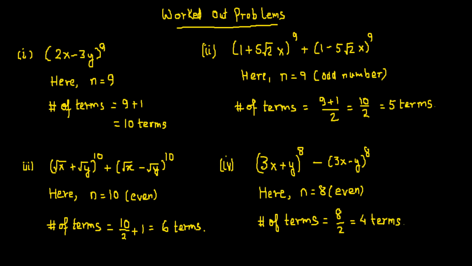Okay, so let's do one final problem. The final problem is question number 5. (1 + 2x + x squared) raised to the power of 20. So we have to find out the number of terms. Now be careful here. The number of terms in the binomial expansion of the above expression is not equal to n plus 1. That is, it's not equal to 20 plus 1, which is 21.